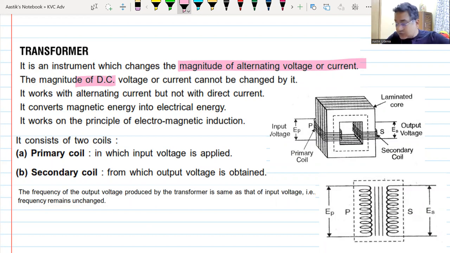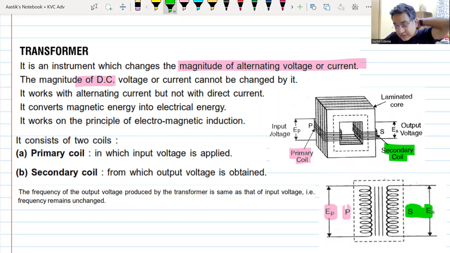It basically consists of a primary coil, the pink one, and a secondary coil, the green one. In the primary coil, you apply the primary voltage, the input voltage, and you get the secondary voltage or output voltage from the secondary coil. I hope you know this. Yes or no?